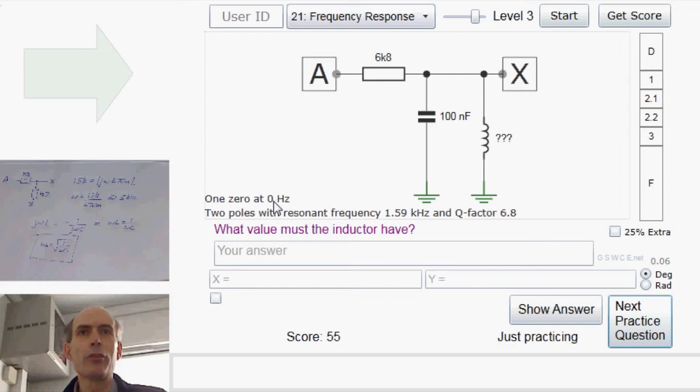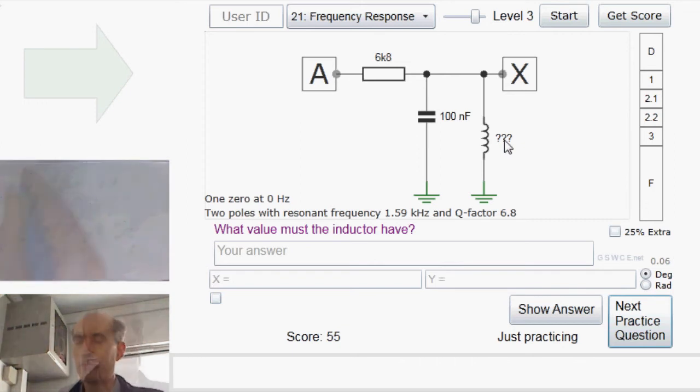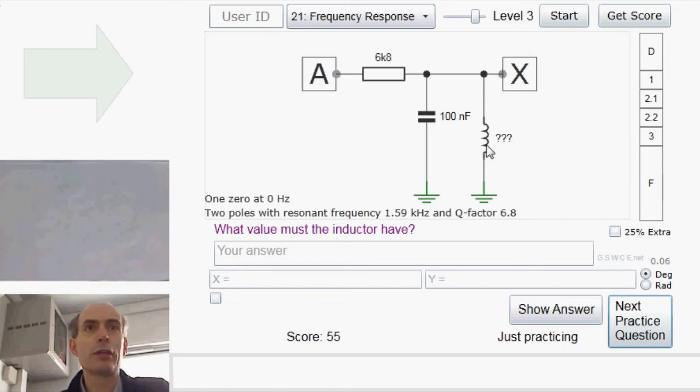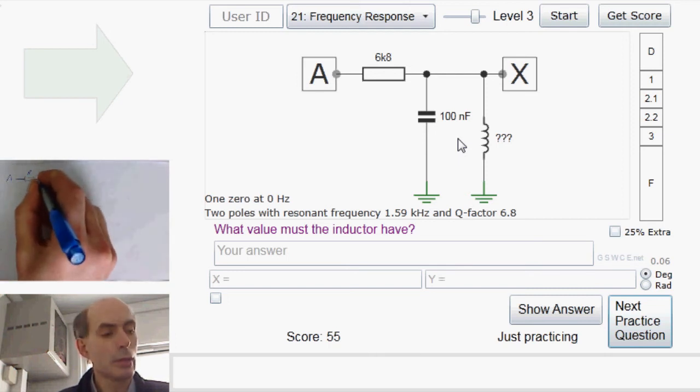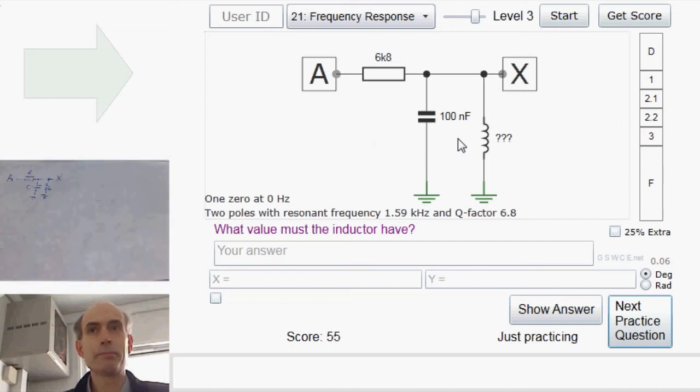Right, 1 zero at 0 Hertz, 2 poles with a resonant frequency of 1.59 kilohertz and a Q factor of 6.8. What is the value of the inductor? Well, if you've worked through all of these circuit configurations, you may already know what the formula for the gain of this circuit is. If not, you can readily work it out. We've got an input here going through a resistor, then there's a capacitor down there, and an inductor down there. And that's the output.